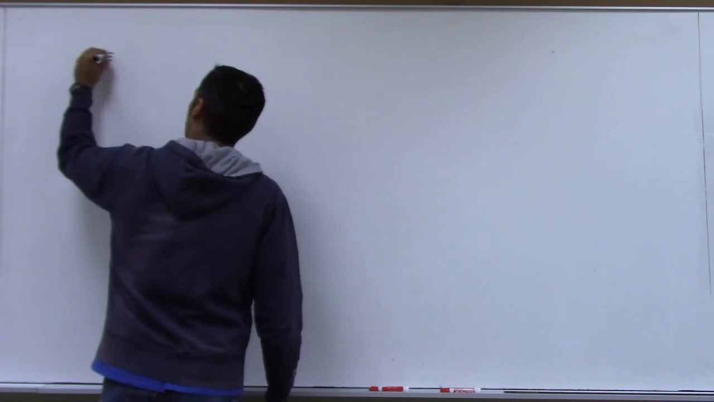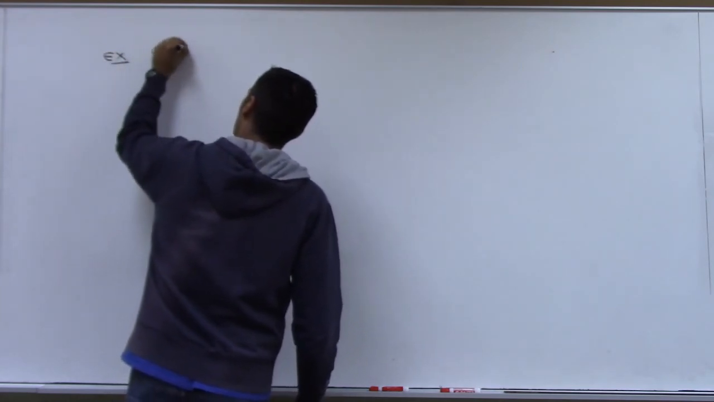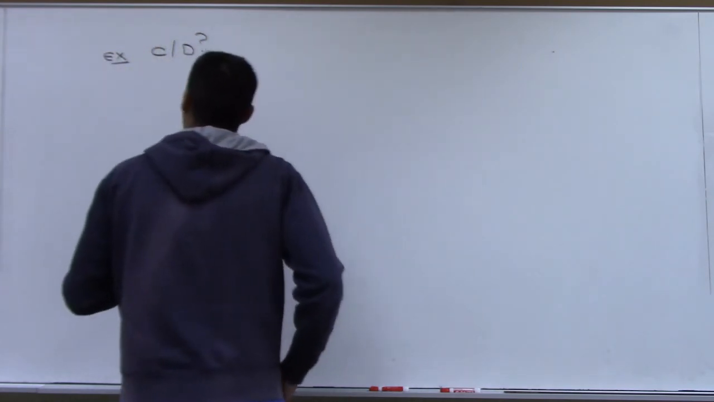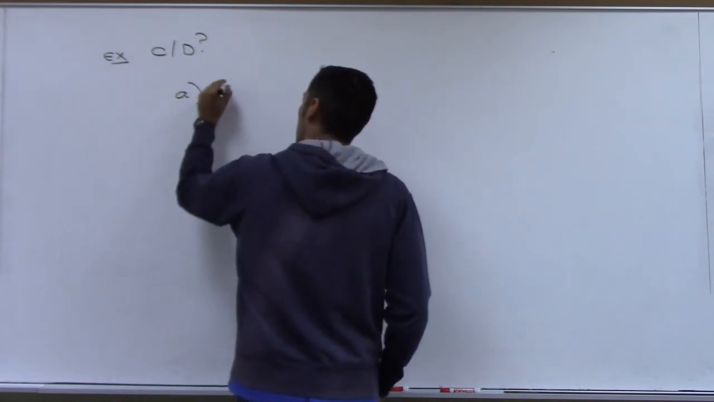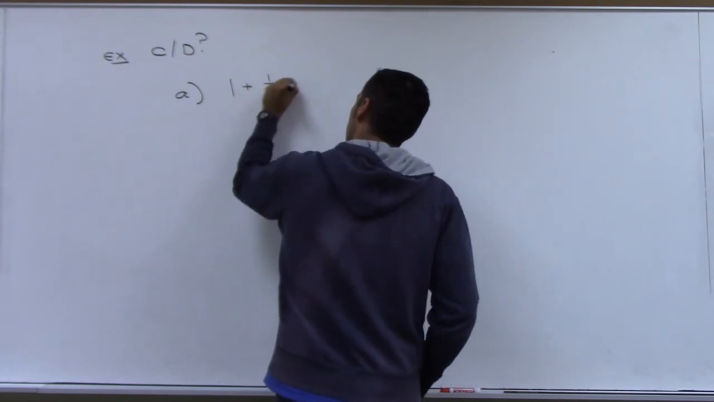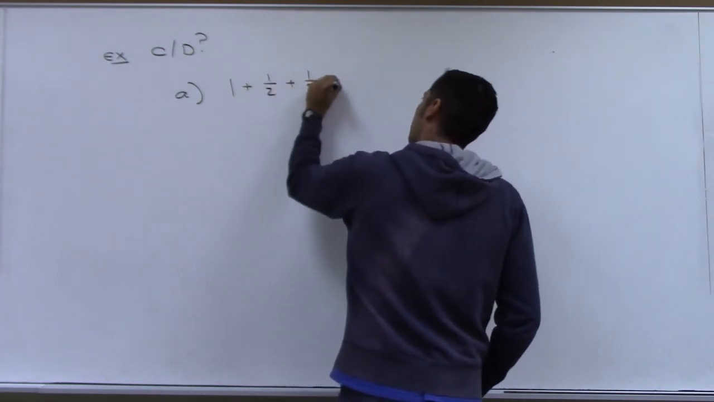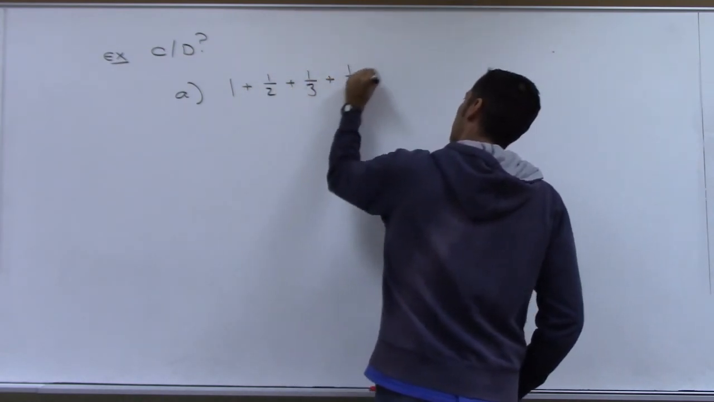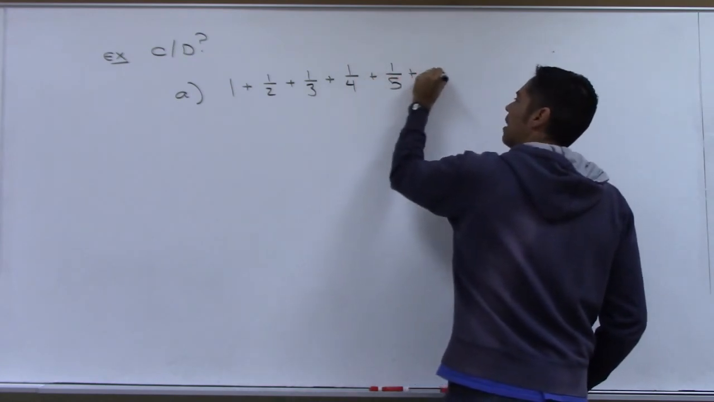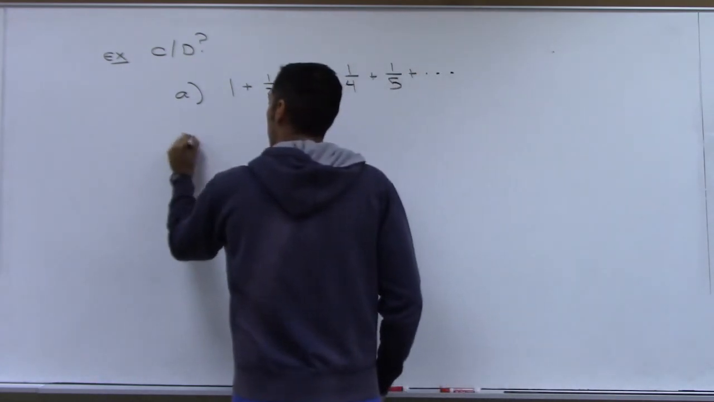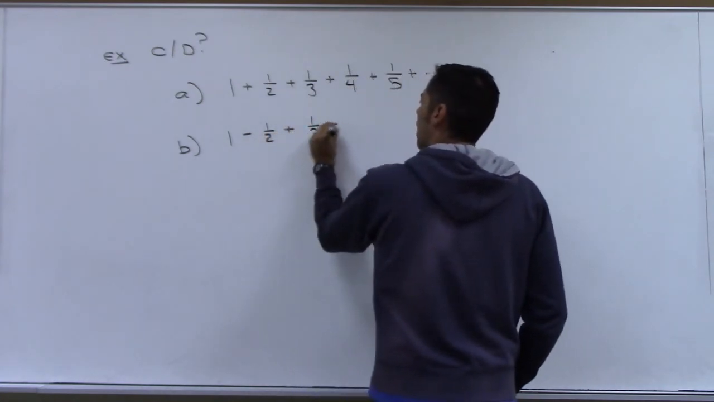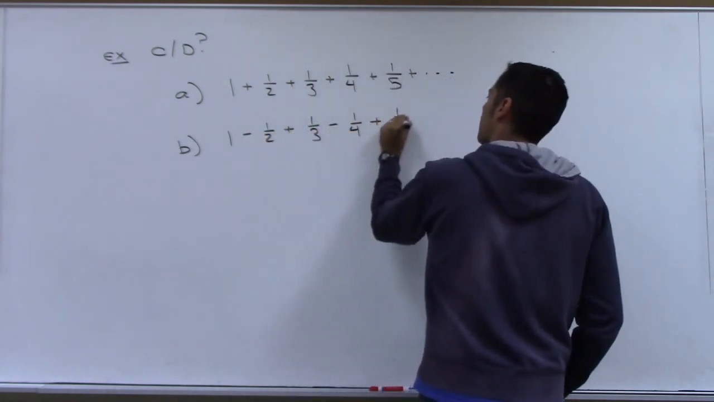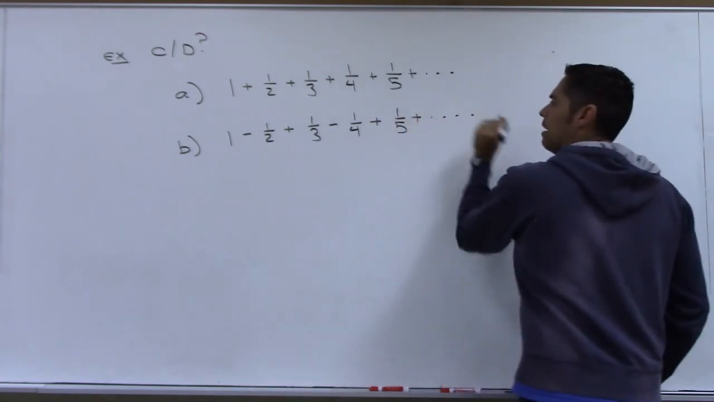Example. Converge or diverge? I'm going to give you 2 problems in one here. Part A. 1 plus a half plus a third plus a fourth plus a fifth plus dot, dot, dot. Part B. 1 minus a half plus a third minus a fourth plus a fifth dot, dot, dot.